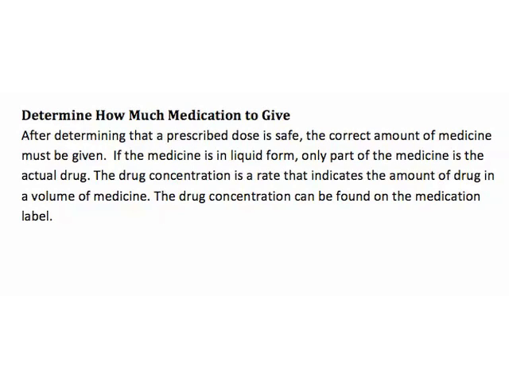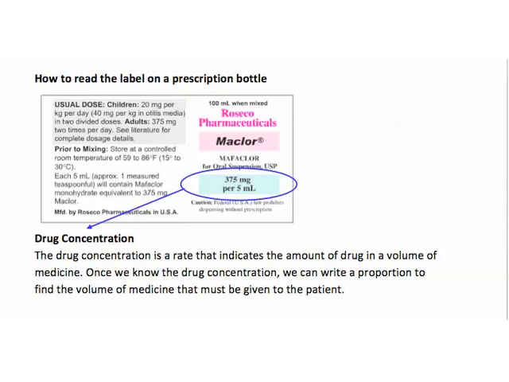Determine how much medication to give. After determining that a prescribed dose is safe, the correct amount of medicine must be given. If the medicine is in liquid form, only part of the medicine is the actual drug. The drug concentration is a rate that indicates the amount of drug in a volume of medicine. The drug concentration can be found on the medication label. How to read the label on a prescription bottle.